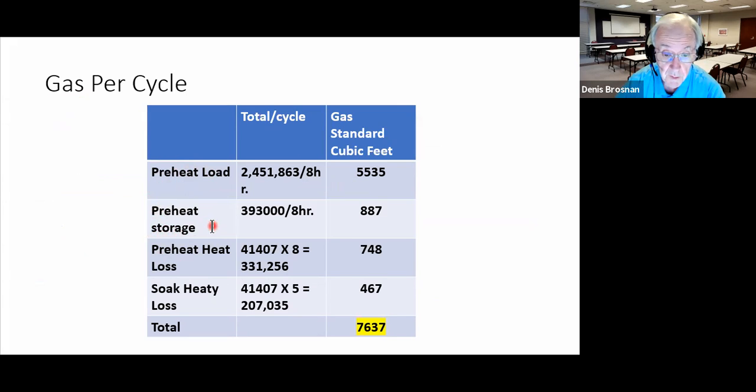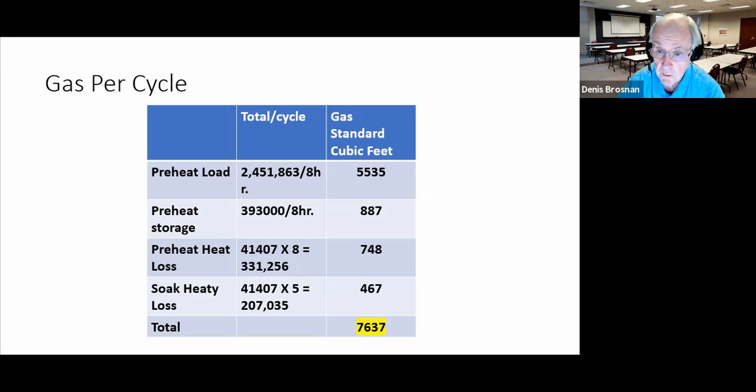preheat of the storage energy, preheat the heat loss, the soak heat loss. Okay, spelling is difficult sometimes for me. And so I add all these up, and I have a total of 7637, excuse me, 7637 standard cubic feet of natural gas needed per cycle.